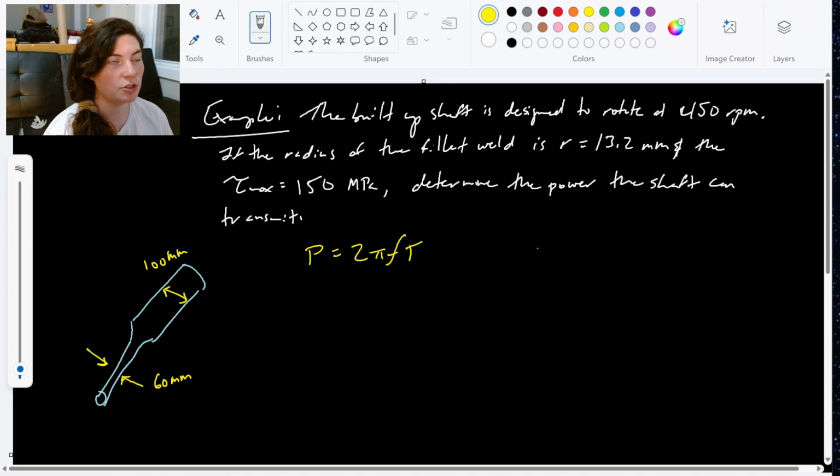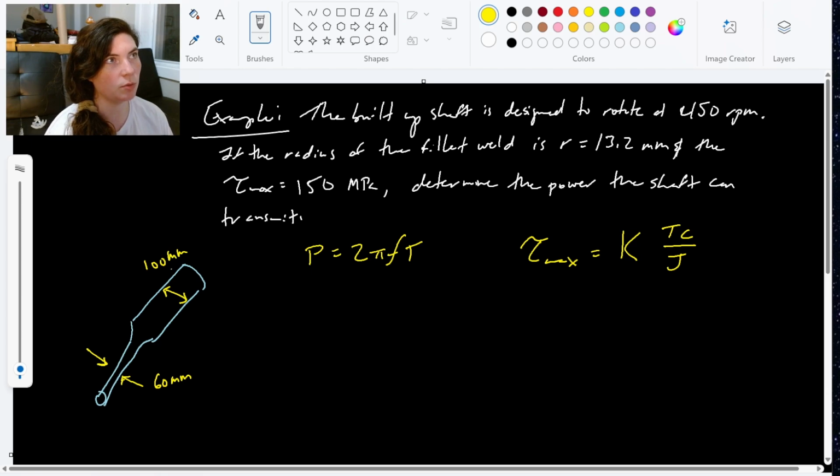So we can find our torque with that relationship of the shear stress, right? Our shear stress equation. Now, since we have a built-up shaft here, we're going to use that stress concentration factor K, so the max shear stress is K times torque times c over J. The first thing I'm going to do, we're going to go ahead and look at that graph and try to figure out what our stress concentration factor K is for this scenario.